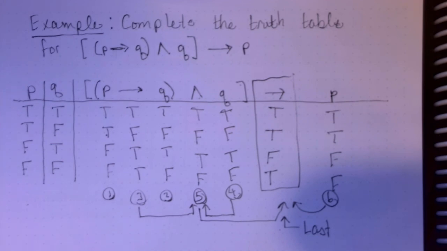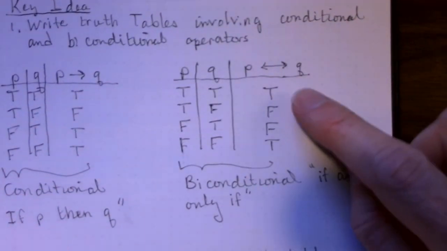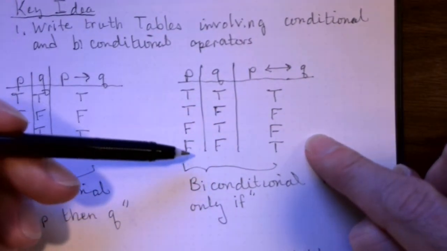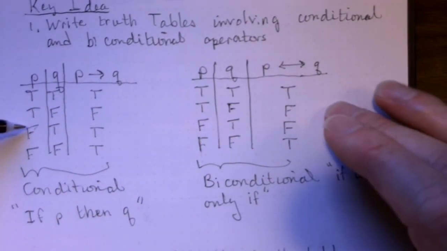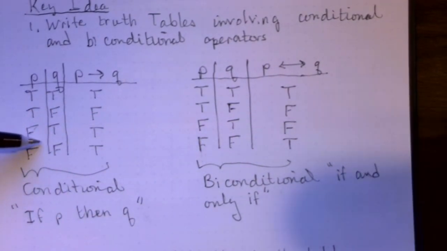Remember, you need to memorize those basic truth tables. Now, if you are ever asked to do a truth table that involves a biconditional, you just need to follow the rule that we've got right here. So memorize both of these basic truth tables, and then you can use that idea in any truth table that involves either a conditional or a biconditional.